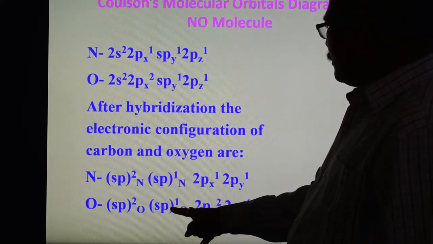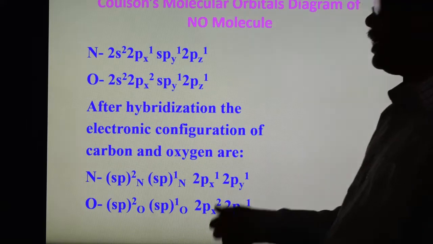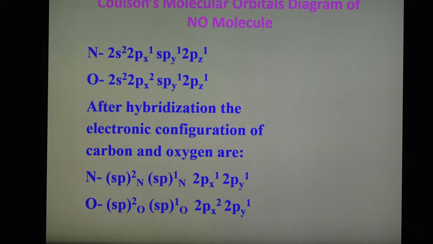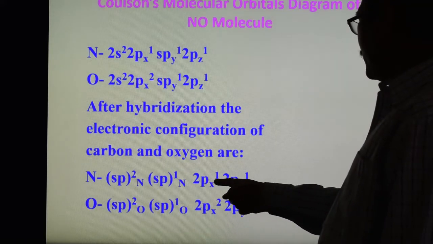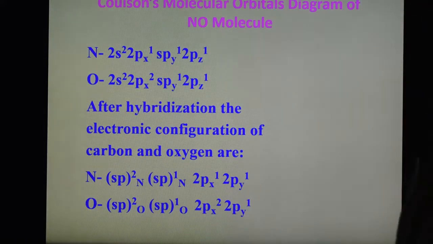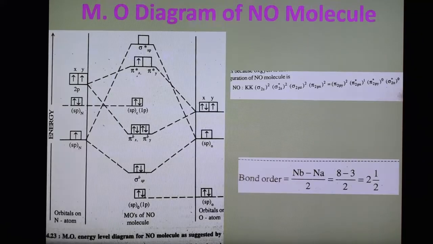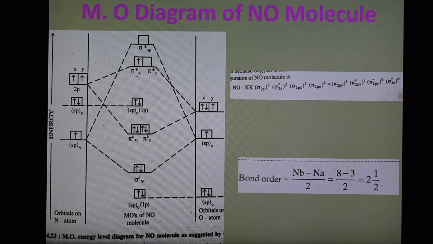The singly occupied hybrid orbitals of nitrogen and oxygen overlap, forming sigma sp bonding and sigma star sp antibonding molecular orbitals, and the px and py overlap with the orbitals of oxygen, forming pi x, pi y and pi star x and pi star y bonding and antibonding molecular orbitals. Now this is the MO diagram again suggested by Coulson, similar to that of carbon monoxide.